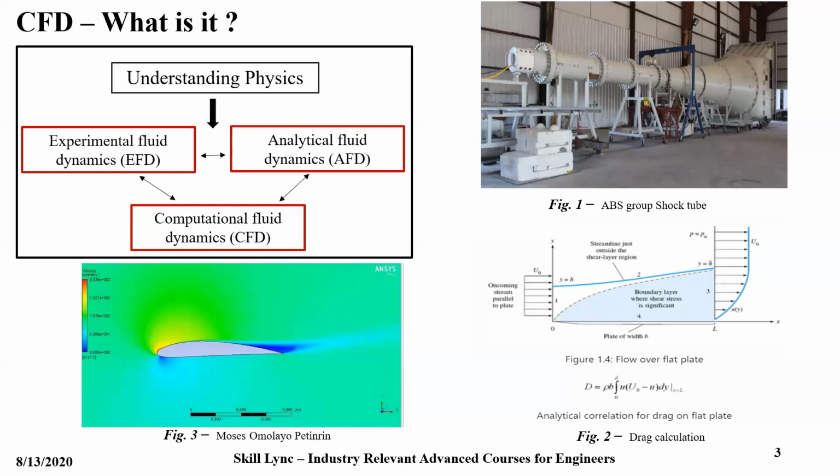In AFD, if the physics is simple and the governing equations are simple, then we can obtain an exact solution. And so there is no error. Like if you see the drag relation over here, flow over the flat plate.